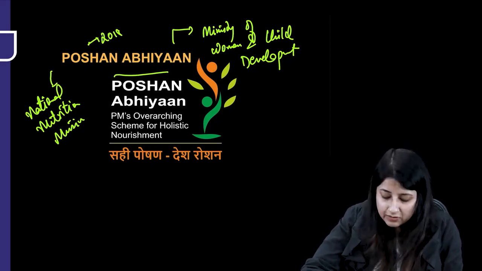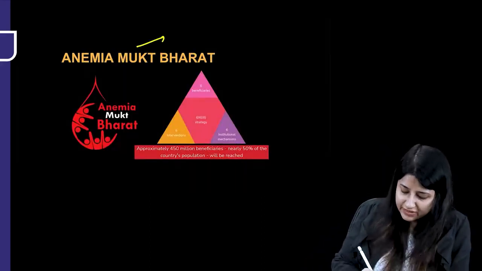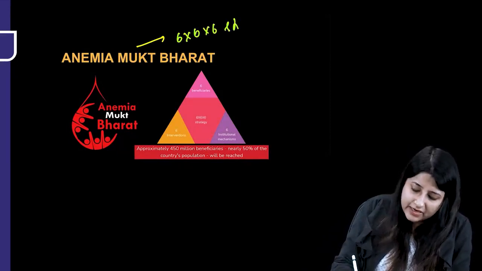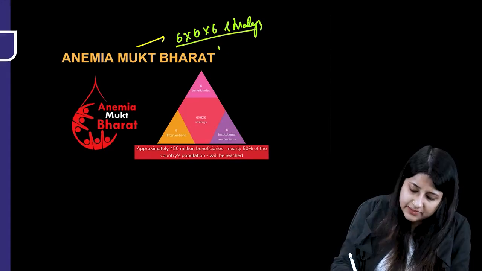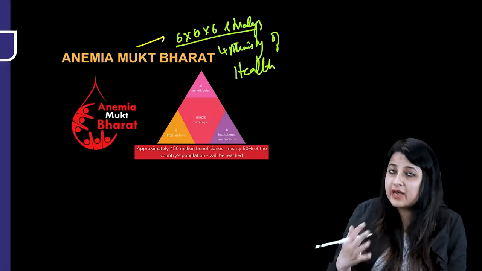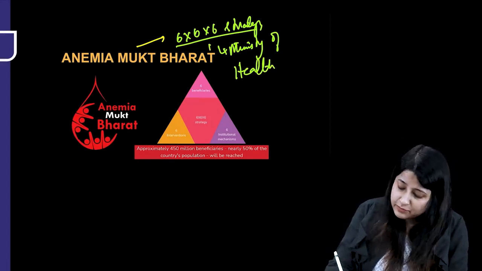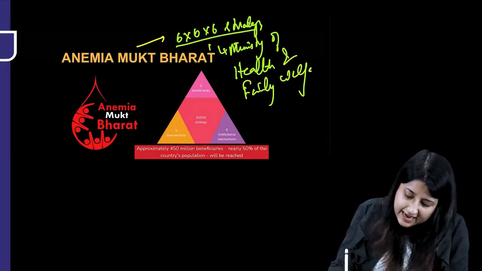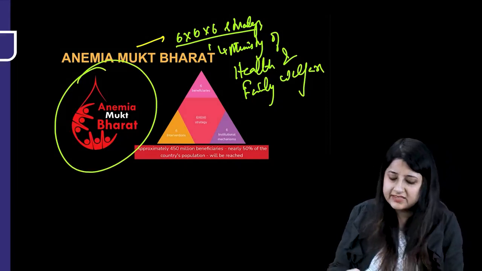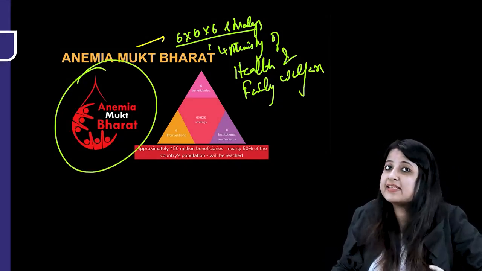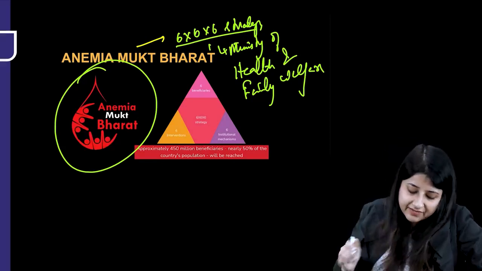Now for the anemia component particularly, which strategy do we have? Anemia Mukt Bharat. This is the 6x6x6 strategy. And this is under which ministry? This is under Ministry of Health, and the anemia component of Poshan Abhiyan is supervised by the Ministry of Health and Family Welfare. Under this you can see this logo, 6x6x6 strategy. We have 6 beneficiaries and 6 interventions. That is very, very important.